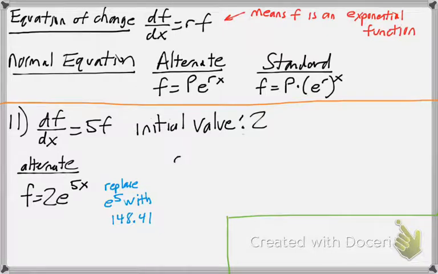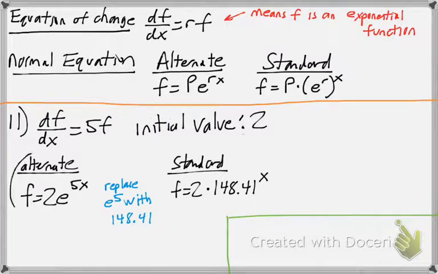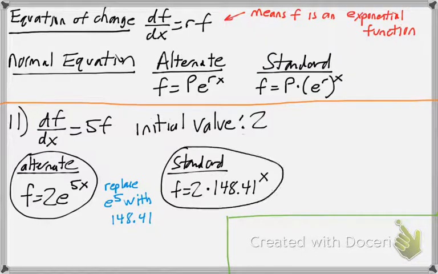So then we would instead write the equation as f is equal to 2 times 148.41 raised to the x. So this is one of our answers, and this is the other one of our answers. Again, the standard form, we're taking the e to the 5 and figuring out what that actually is.